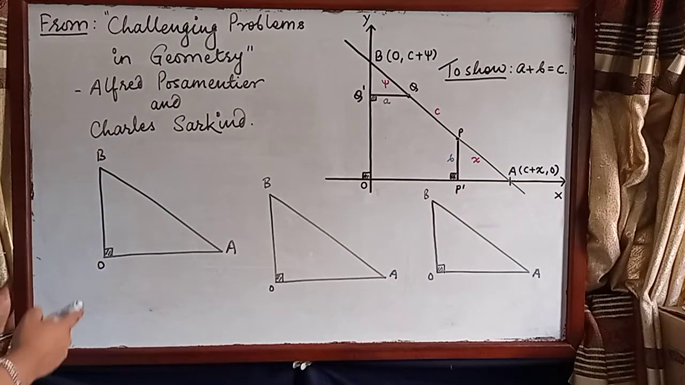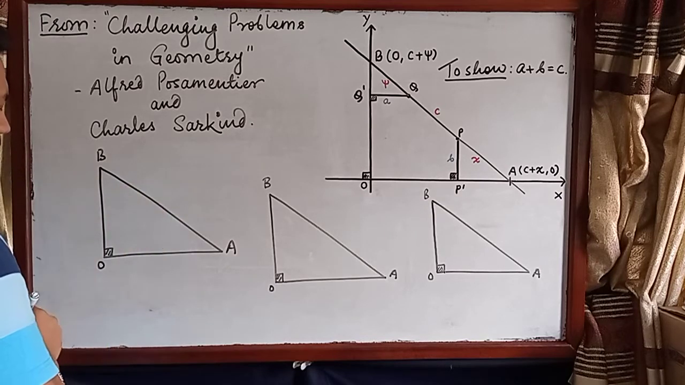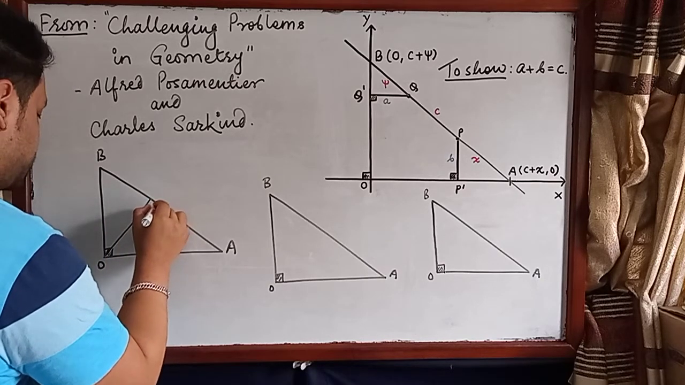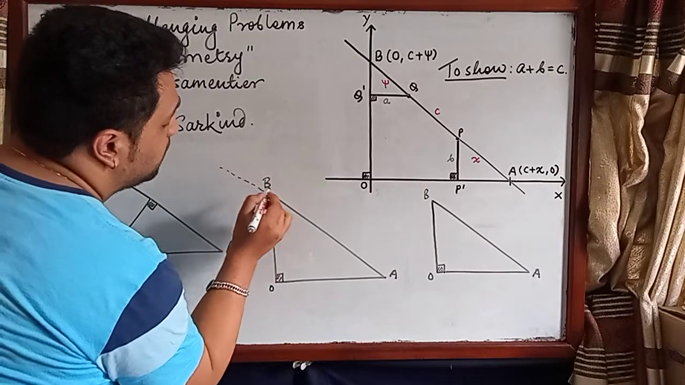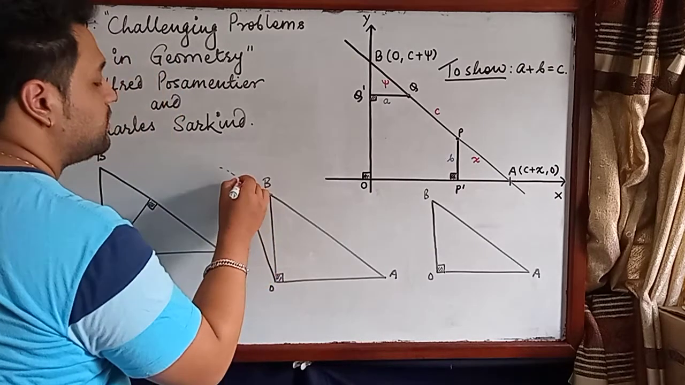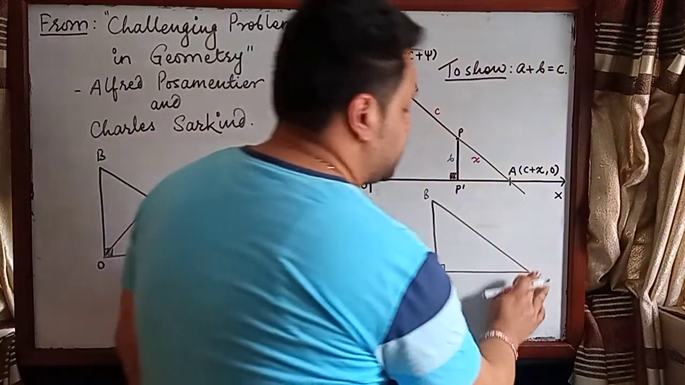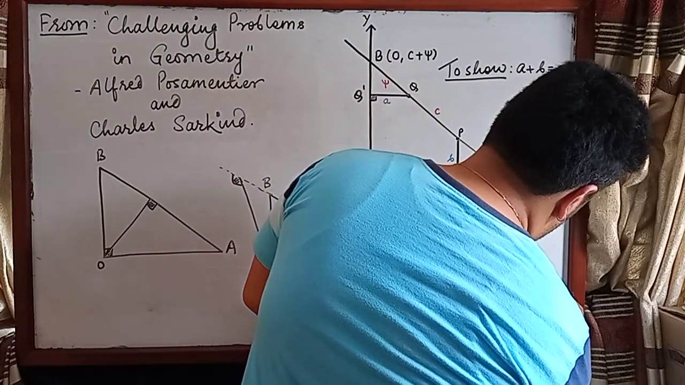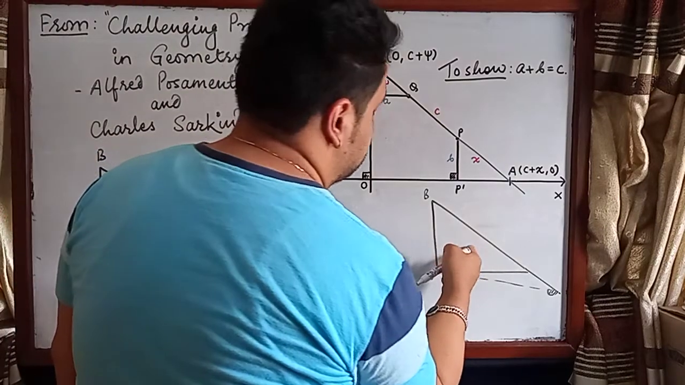Now, if we drop a perpendicular from O to the hypotenuse AB, the perpendicular may meet the hypotenuse like this, or it may meet the hypotenuse like this, or it may meet the hypotenuse like this. Now we're going to show that this case is not possible.